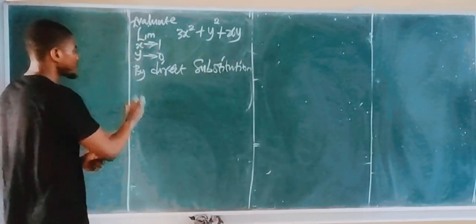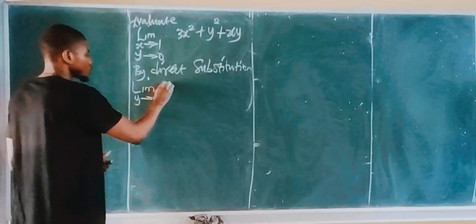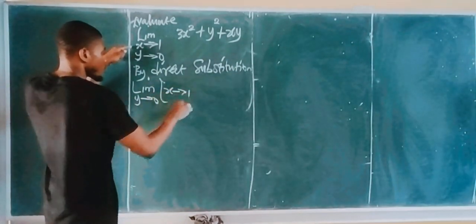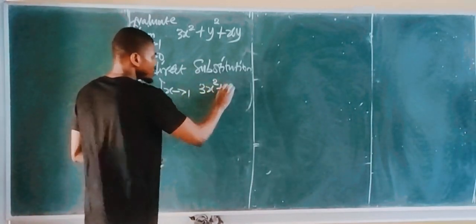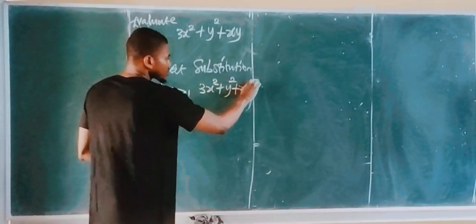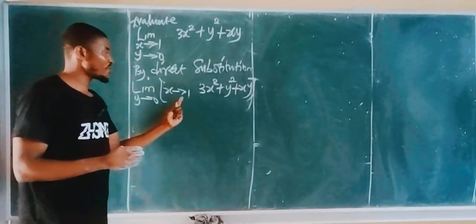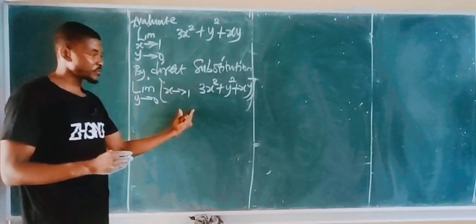All right, so we have the limit as y tends to 0. So we simply send in x first. We're testing when x tends to 1 of the given function 3x squared plus y squared plus xy. So this simply means wherever you see x, simply put in the value 1. That's by direct substitution.